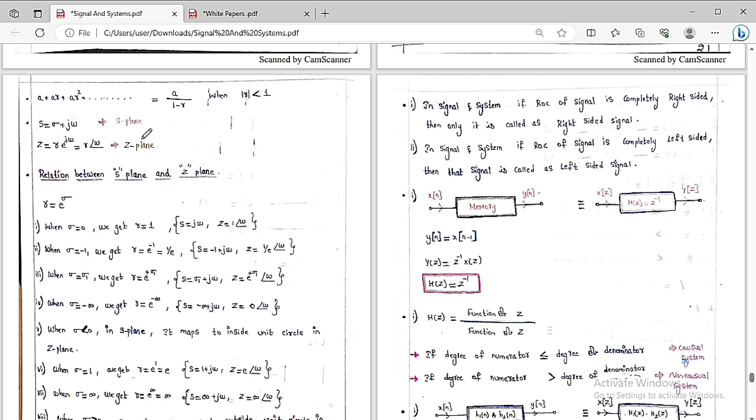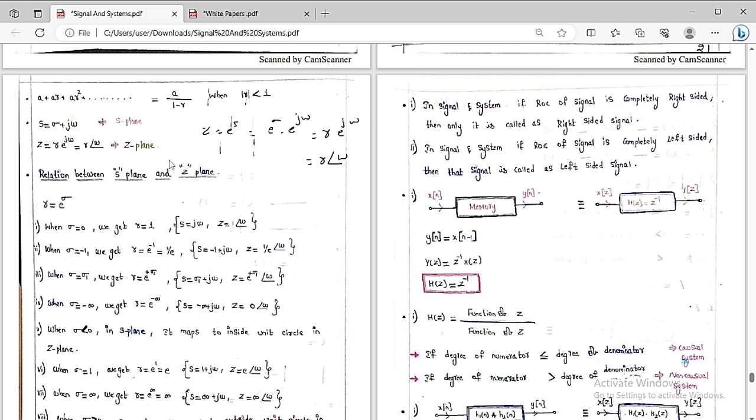Suppose in the S plane, as I have already told you, S is equal to sigma plus j omega. And in the Z plane, Z is equal to e to the power of S. So Z is equal to e to the power of sigma plus j omega, which is e to the power of sigma into e to the power of j omega. E to the power of sigma is nothing but R. So you can write it in polar format as R at the angle of omega, that is, R into e to the power of j omega.